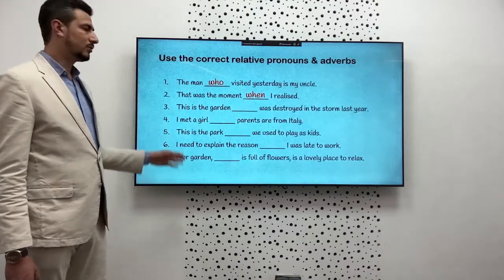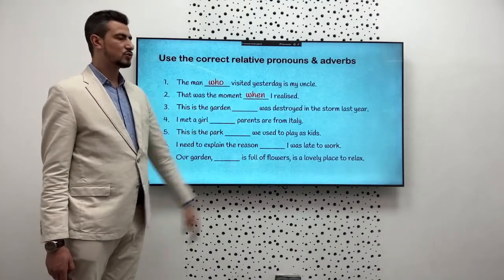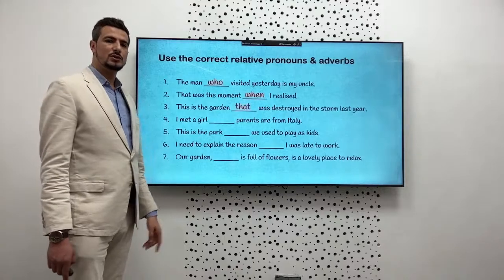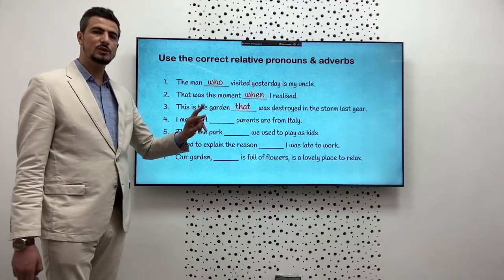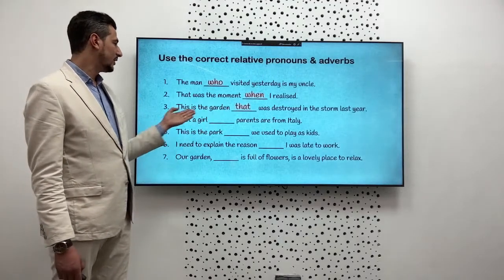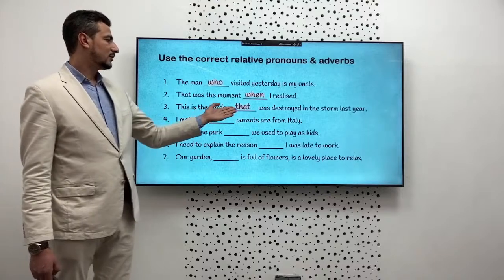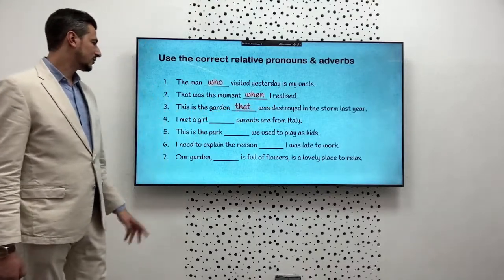The third example, this is the garden, was destroyed in the storm. You can use the pronoun that interchangeably with which. There is a small difference, but in this case you can use both. This is the garden which or that was destroyed in the storm last year.